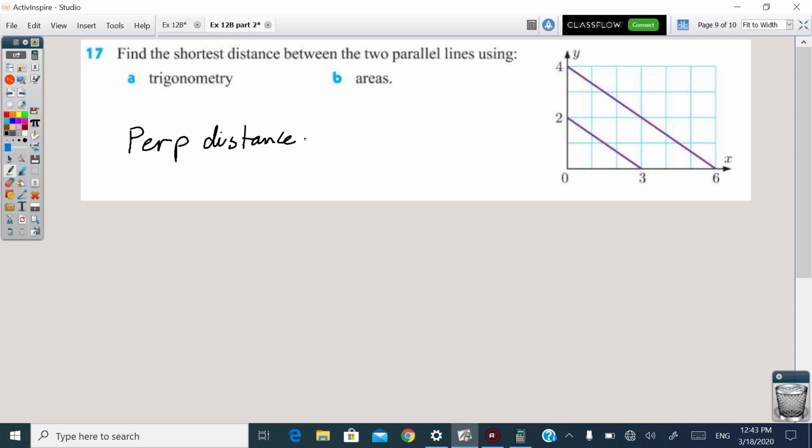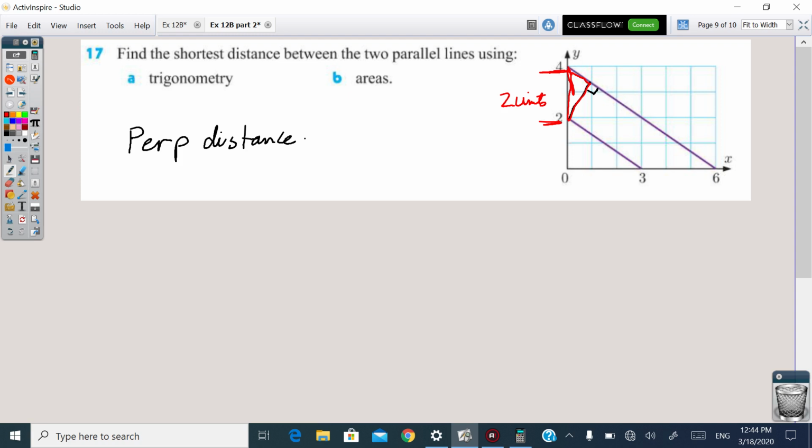So what I have is a perpendicular distance like so, and that's the distance that I want to find out. I need a triangle, and I have one right here. And it's obvious that this distance from here to here is 2 units, because the distance between 4 and 2 is simply found by subtraction.